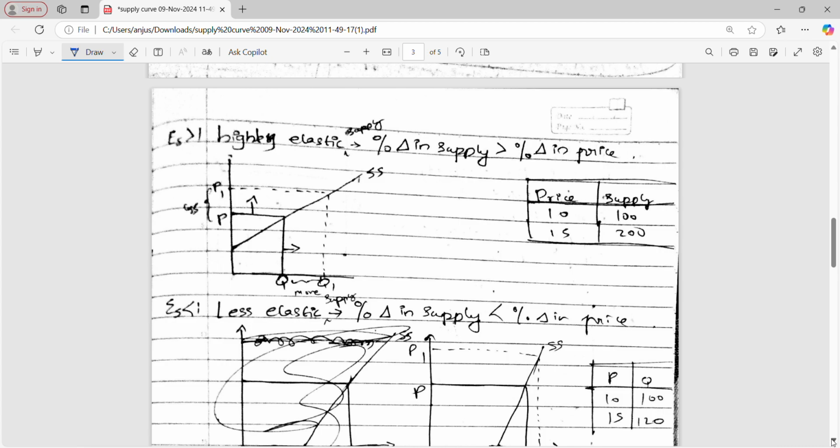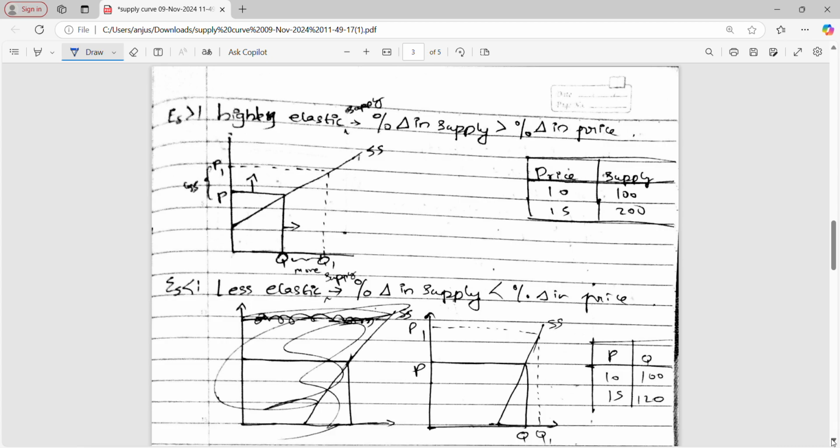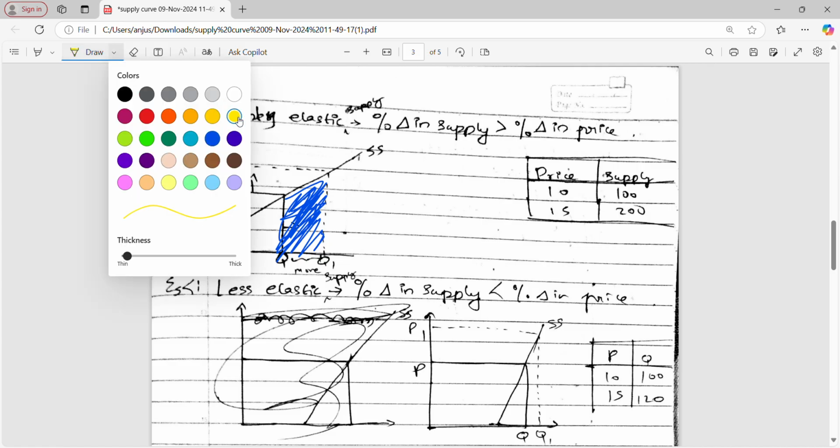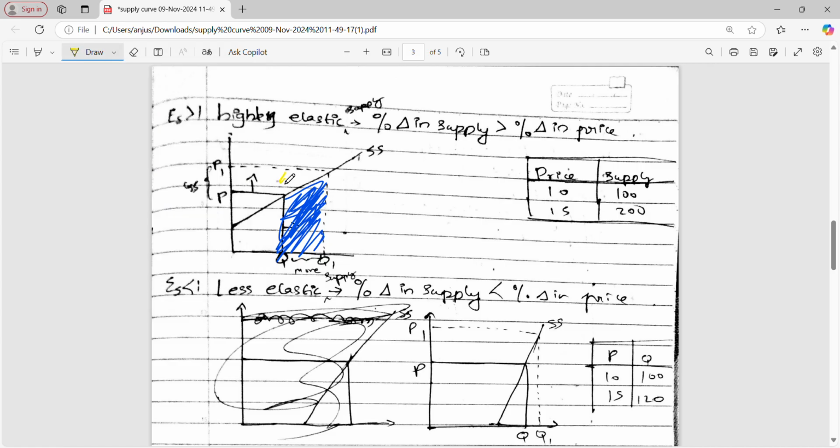Next is highly elastic, that is elasticity of supply greater than 1. Here the percentage change in supply is greater than percentage change in price. So you can see that here this is the percentage change in supply. This is more, right? But the percentage change in price is less.